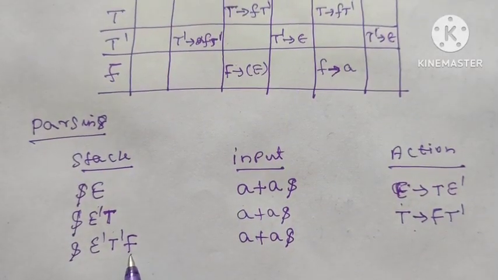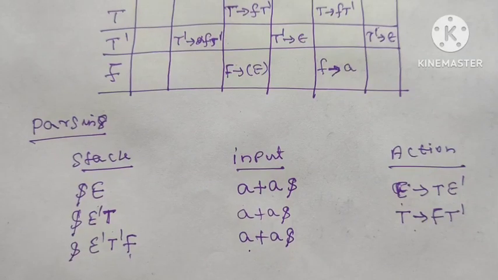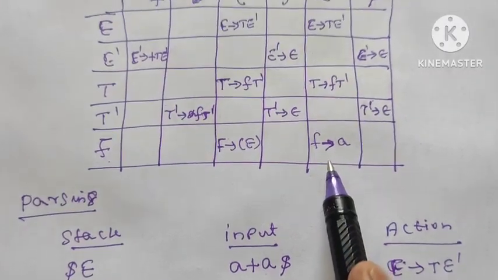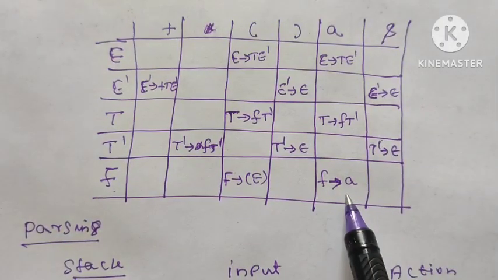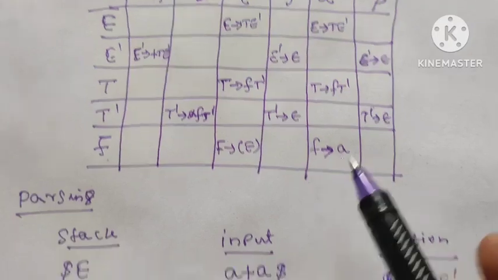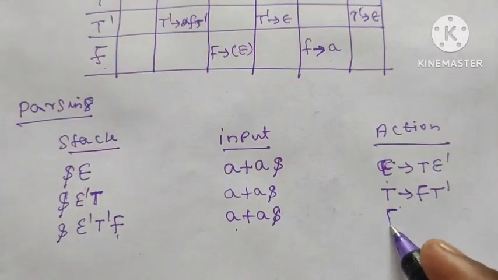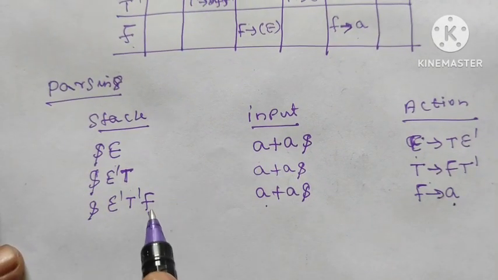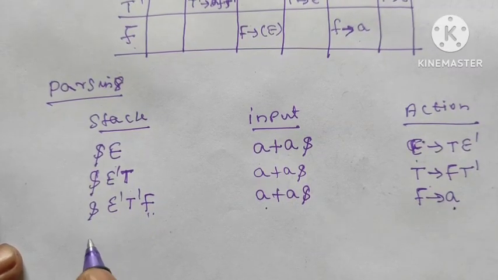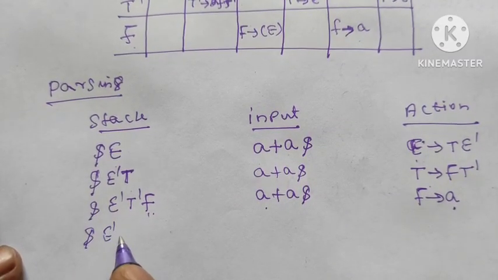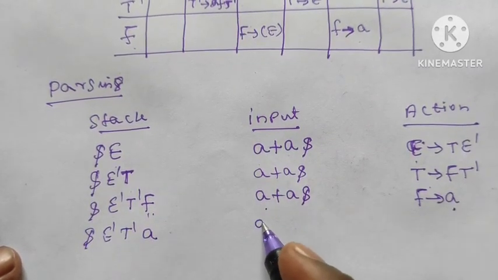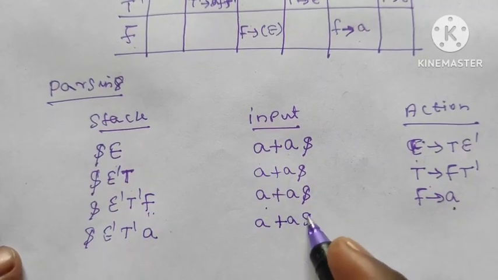Now on the left side you have f and on the right side you have a. So you go and see here, f is on the left side and a on the right side, and a is actually here. So we meet the production f tends to a. So you write f tends to a. That means f has to be replaced by a here. So dollar e dash, t dash and f should be replaced by a, and a plus a dollar.